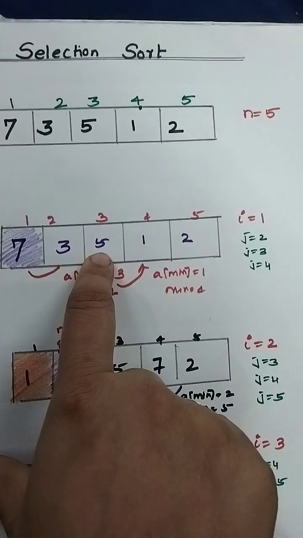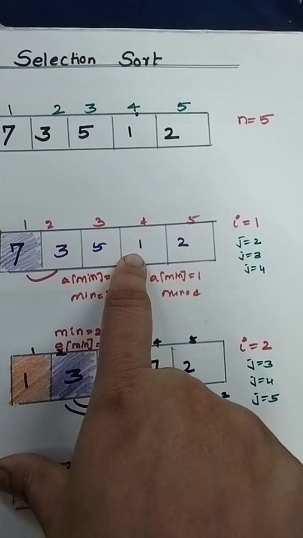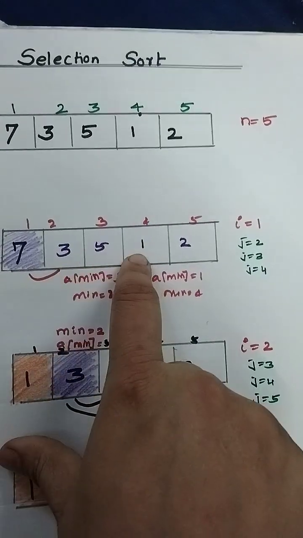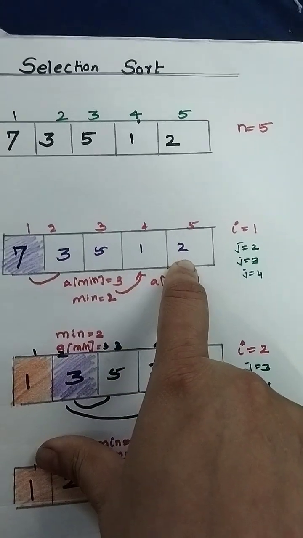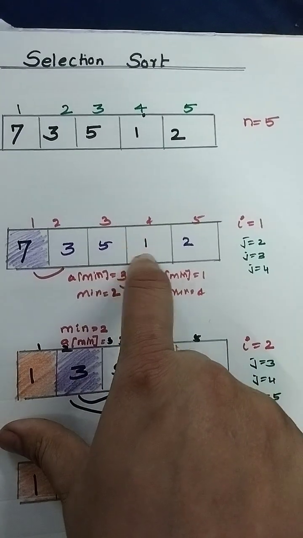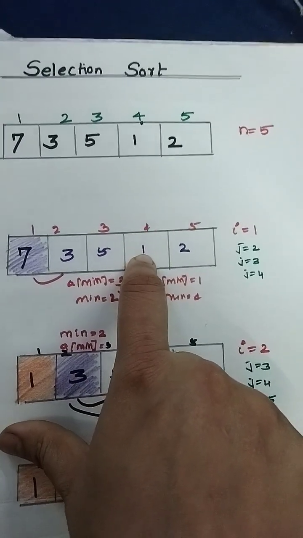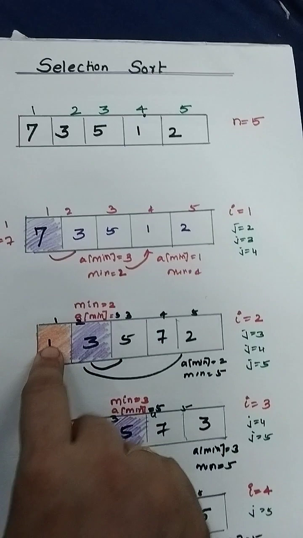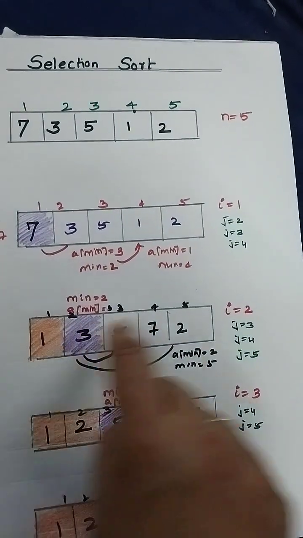3 is compared with 5, no. 3 is compared with 1, 1 is smaller than 3, so 1 becomes minimum. Now 1 is compared with 2, no, 1 is minimum. So now we got the minimum element among the array, which is 1. 1 is swapped with the first element. So you can see 1 here and 7 here.